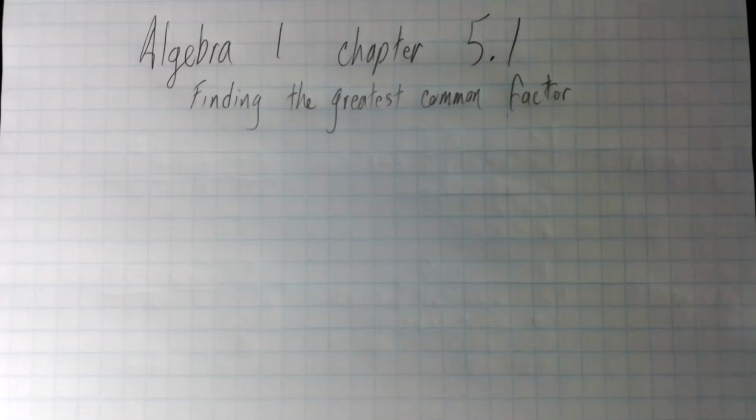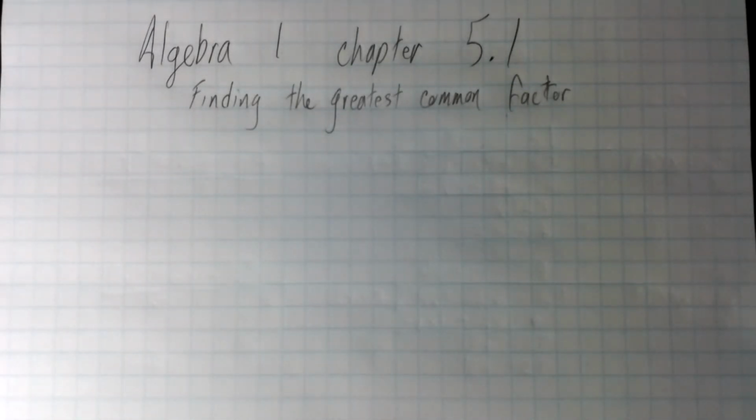All right, class, welcome to Algebra 1, Chapter 5. You've made it to Chapter 5, and we're going to start, in 5.1, by finding the greatest common factor, but we are going to factor throughout Chapter 5, a very important part of algebra.